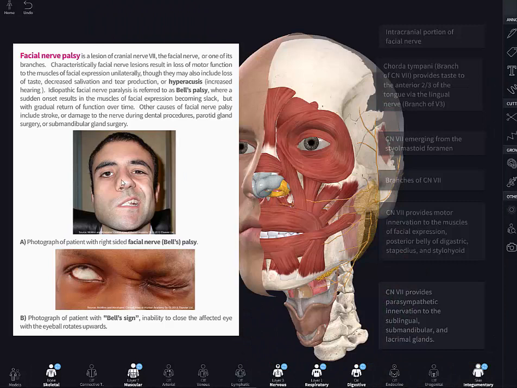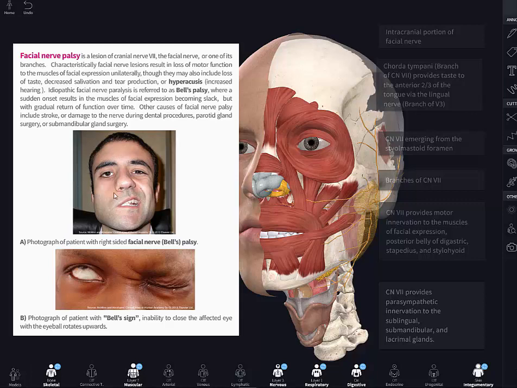So with facial nerve palsy, the lesion of the facial nerve, it might be that you end up looking like this individual here. This person's not trying to make a funny face. He's actually trying to pull up the corners of his mouth and kind of scrunch up his face on both sides at the same time. However, the right side is completely flaccid because he is suffering from unilateral facial nerve palsy.